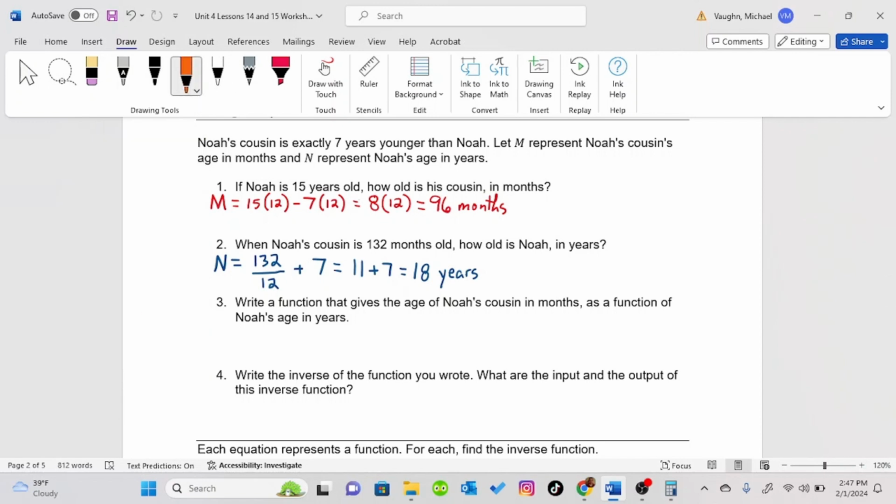Number 3, write a function that gives the age of Noah's cousin in months. So we want M equals as a function of Noah's age in years. So we would take Noah's age in years times 12 minus the 7-year difference times 12 months.